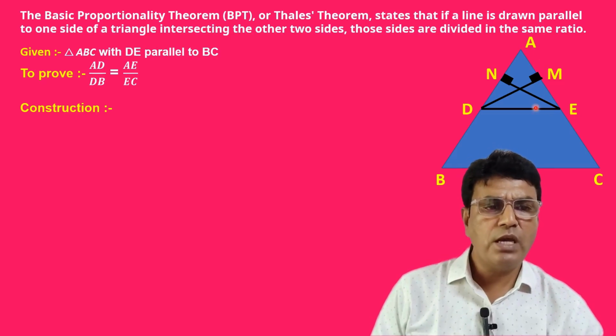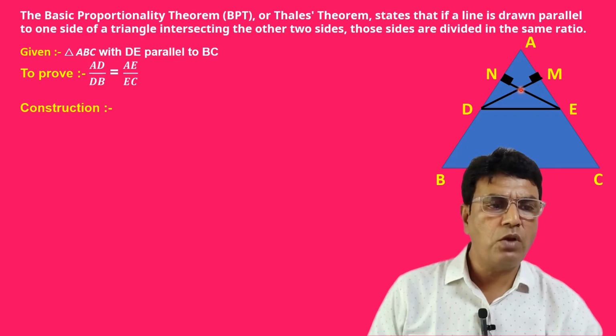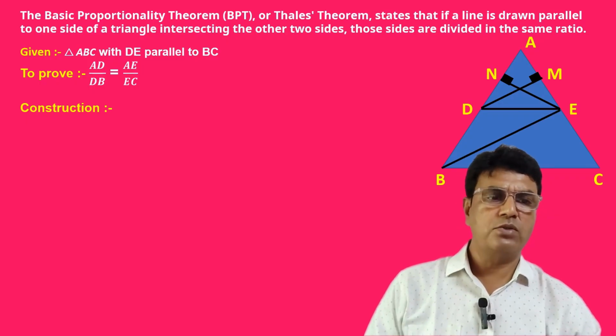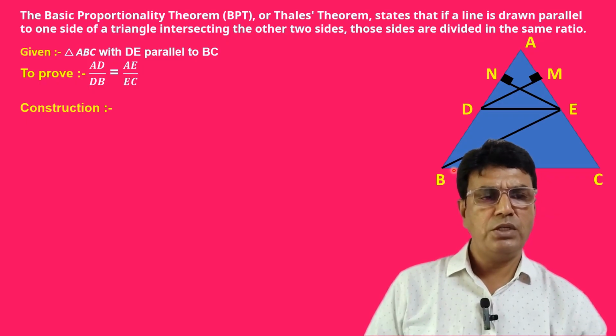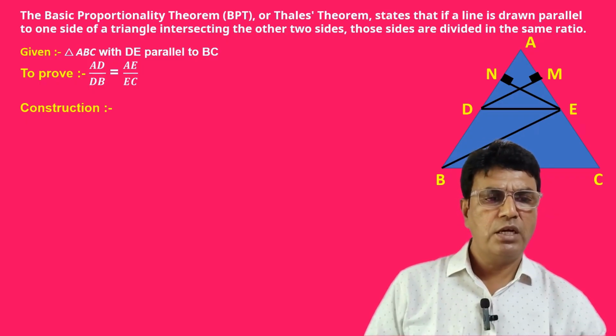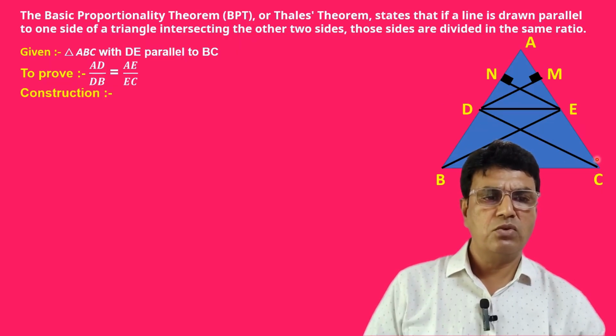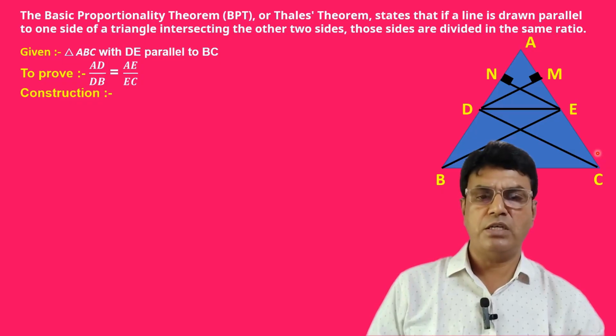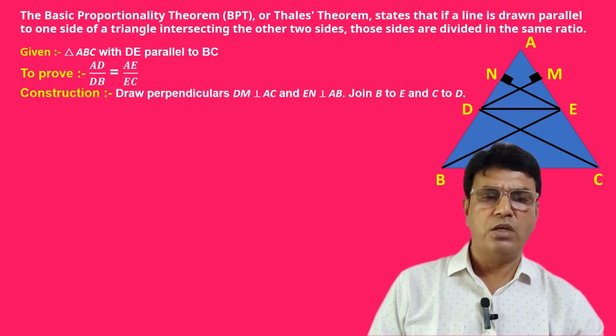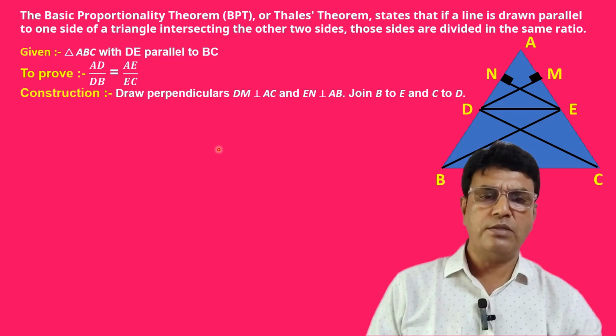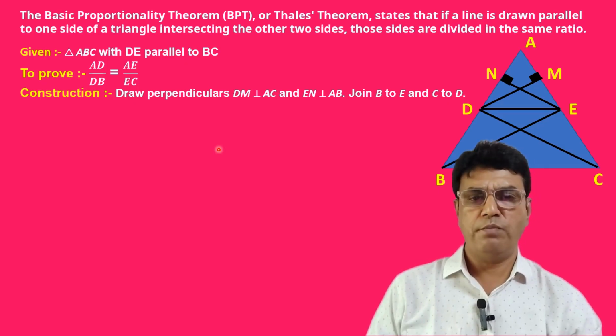Once we have drawn these perpendiculars, the next part of the construction is that we join B to E, and then we join B to C. So now your construction part is over. Now we need to begin with the proof. What we have done in the construction, we need to mention here.